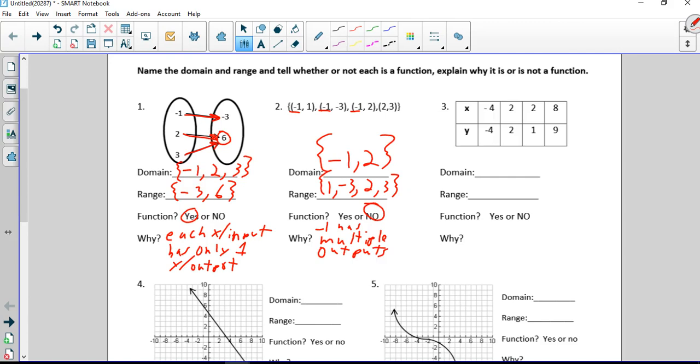The domain for number 3. Again, list the x values. -4, only have to write the 2 once, and 8. If you write the 2 twice, it's not a big deal. Range, -4, 2, 1, and 9.